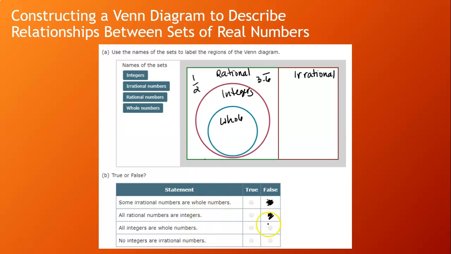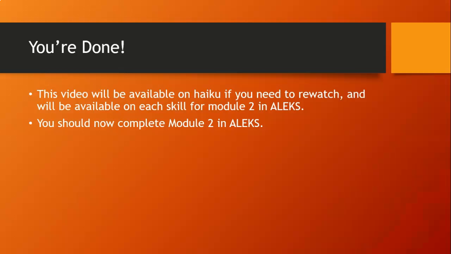All integers are whole numbers. That's also false. If I had -7, -7 is an integer, but it's not a whole number. And no integers are irrational numbers. That is true. The integers are completely separate from the irrational numbers.